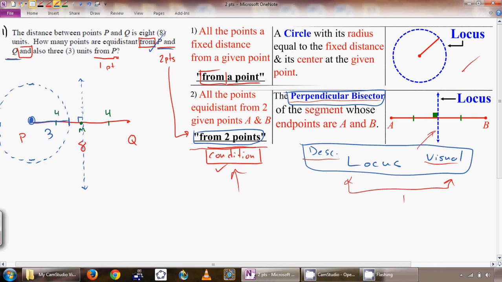So how many points are equidistant from both of these conditions? And it turns out what we're looking for is the intersection of our locus, okay, where our loci intersect. And in this particular problem, they don't intersect. So 0 points. 0 points would be the solution for number 1. Kind of a tricky one to start off with.